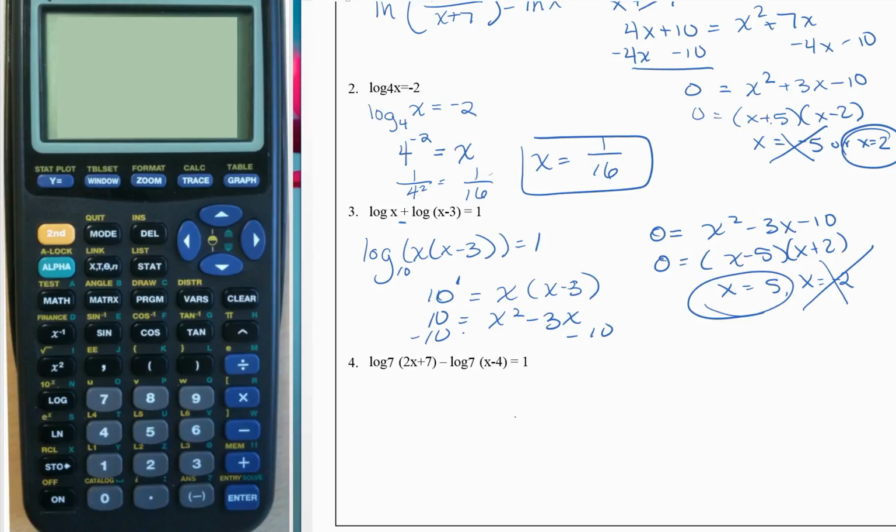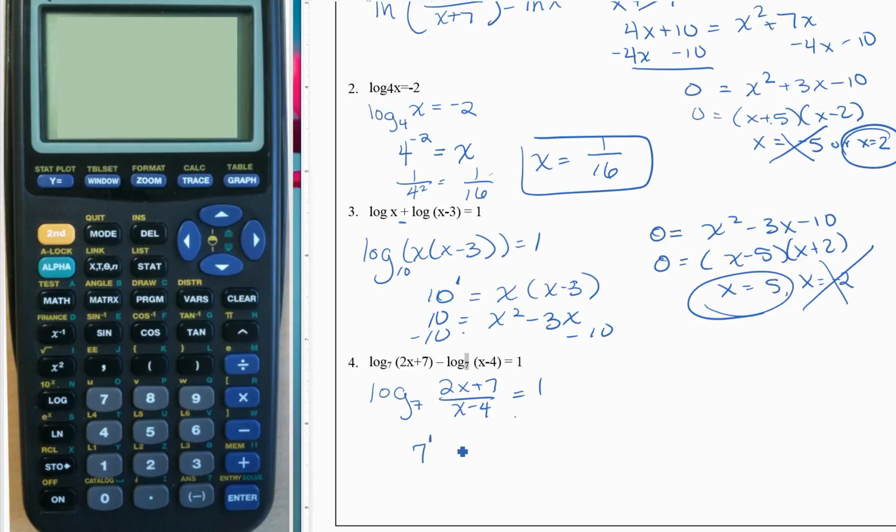Okay, now this right here should be log base 7. So here we have log base 7 of 2x plus 7 minus log base 7 of x minus 4 equals 1. So first I'm going to rewrite it as one log: log base 7 of 2x plus 7 over x minus 4 equals 1. And now we're going to rewrite it as our exponential equation.